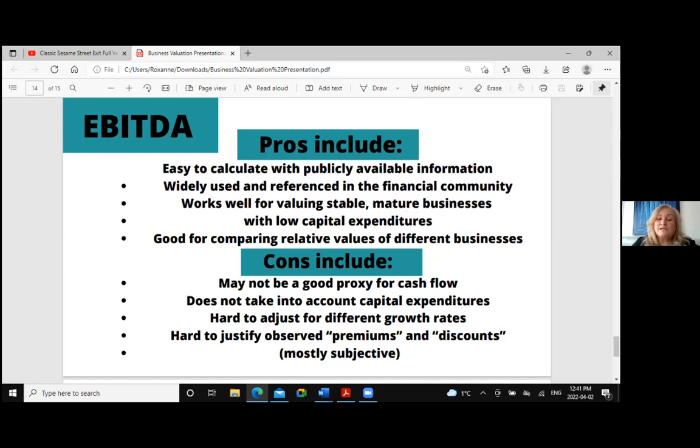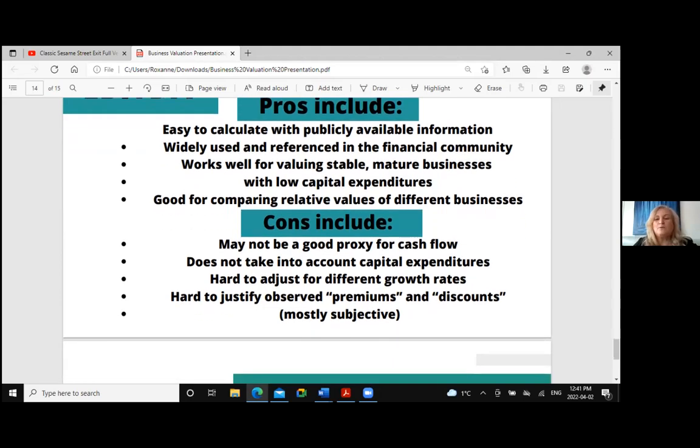EBITDA is hard to adjust for different growth rates, and I've got a really interesting example on that, and I'll come back to it. It's also hard to justify observed premiums and discounts, because those things are really subjective. And that's where the art comes in when you're doing valuations, versus the science. Knowing what discounts were applied, even what premiums were given.